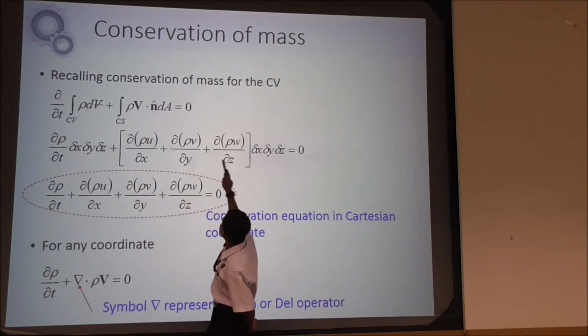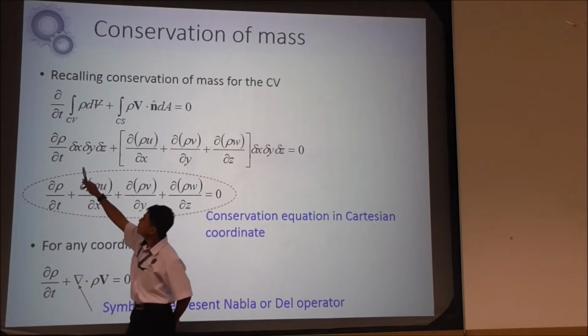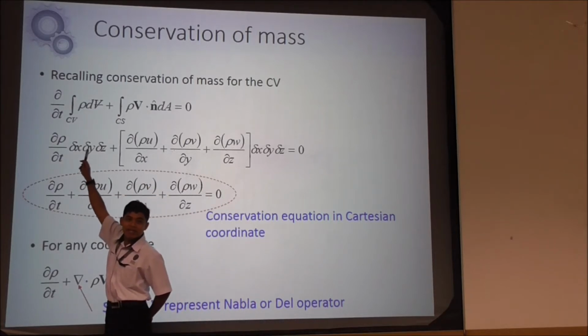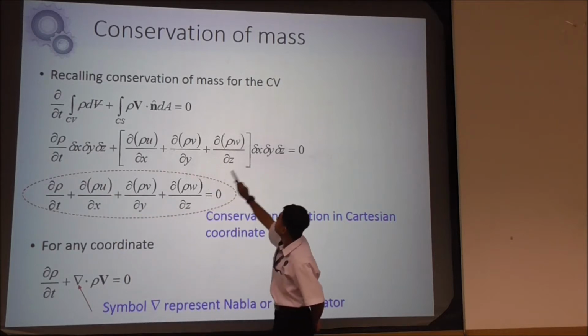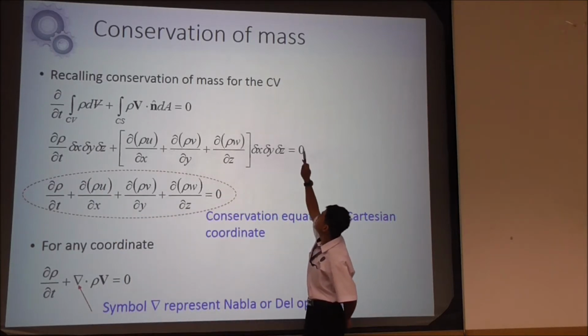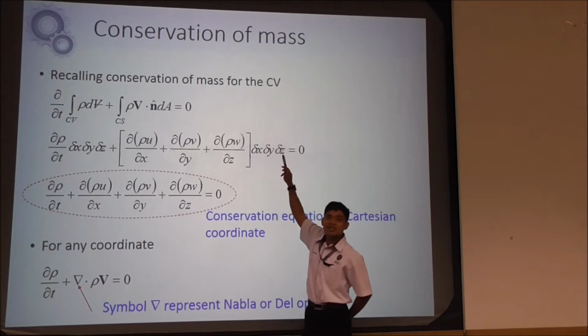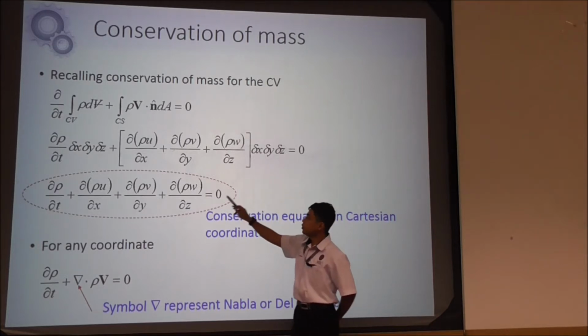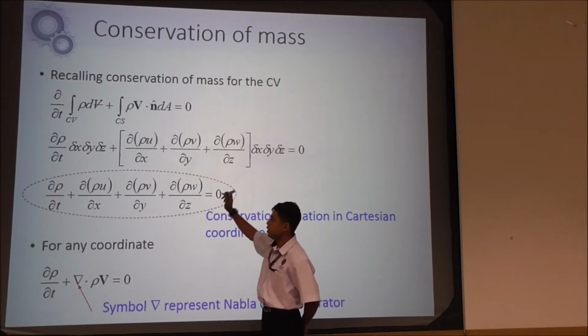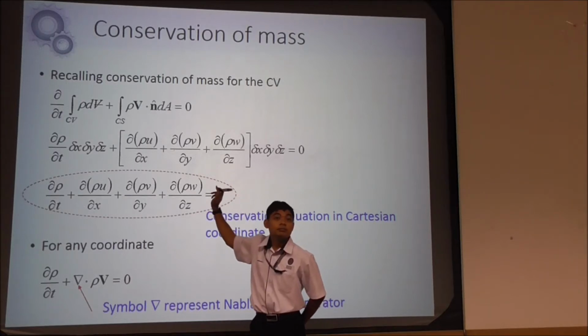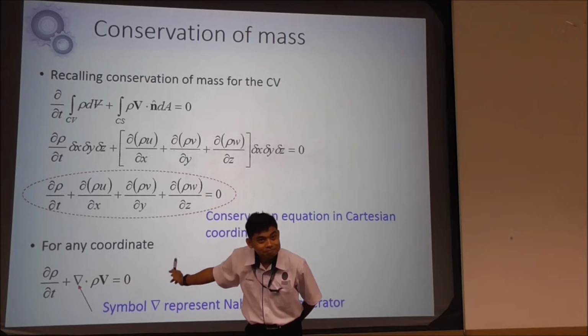You see there is something in common, the dx, dy, dz. So you take that out because this one is 0. 0 divided by dx dy dz becomes 0. So you will end up having this, the conservation of mass.